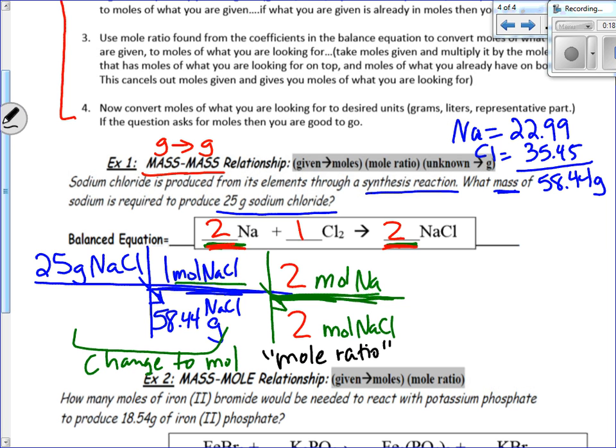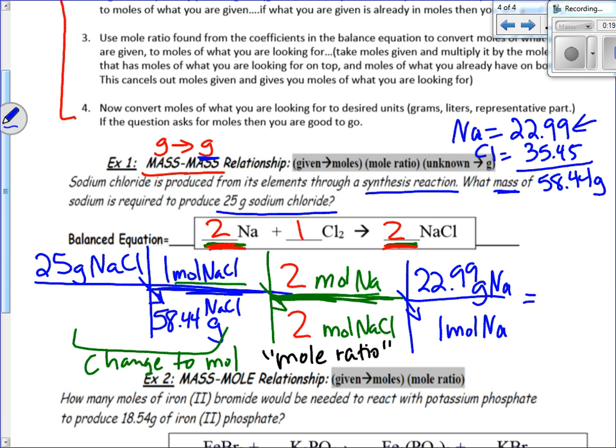So first change it to moles, regular mole conversion, mole ratio step. Now, because it wants grams, we have to change it back to grams. So 1 mole of sodium equals how many grams of sodium? How many grams of sodium did we say it was? 22.99, so that's going to go here.